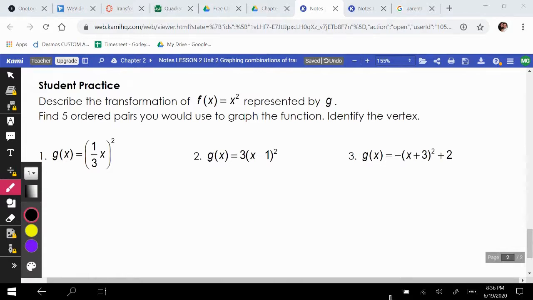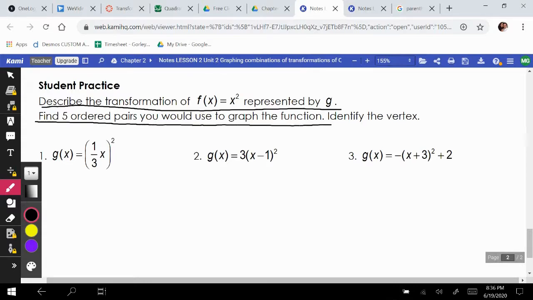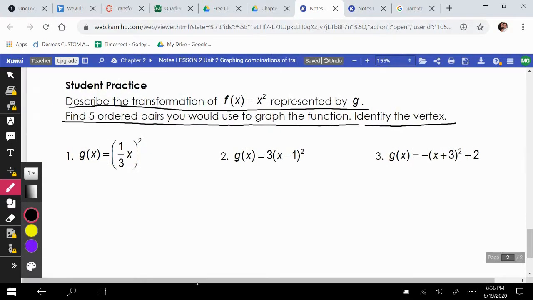Okay, in these practice problems, it says to describe the transformations, list the 5 ordered pairs you'd use to graph the function g, and identify the vertex of function g. So first things first, listing the transformations. The 1/3 here indicates a horizontal stretch by 3. It's inside parentheses, which is why it's horizontal, and I have to use the reciprocal.